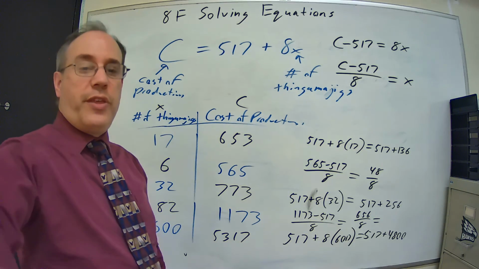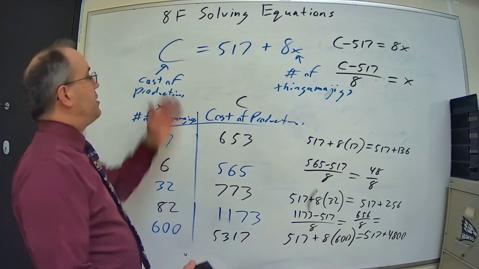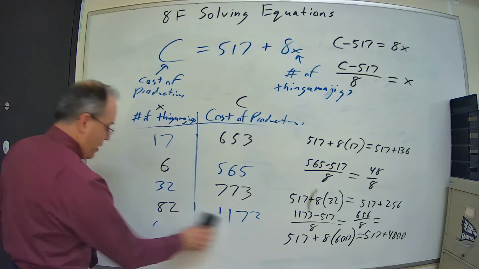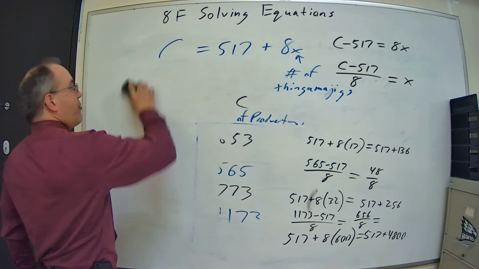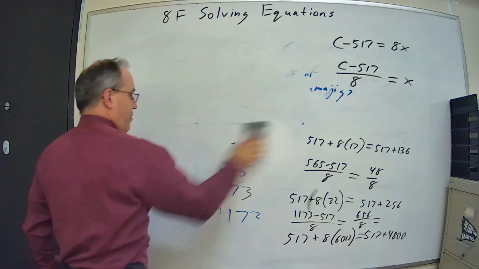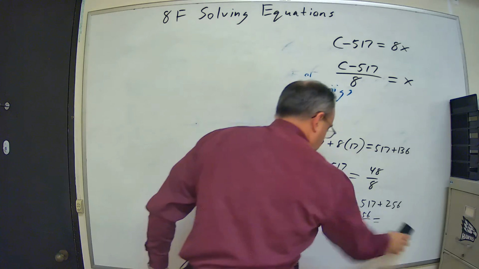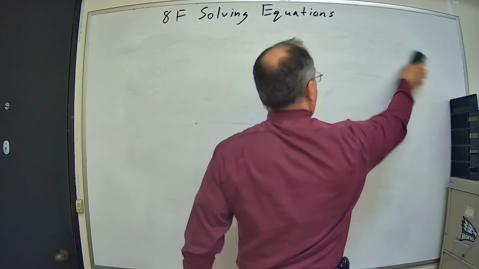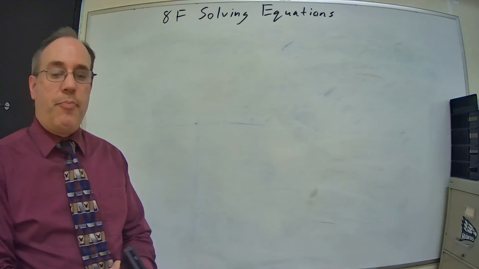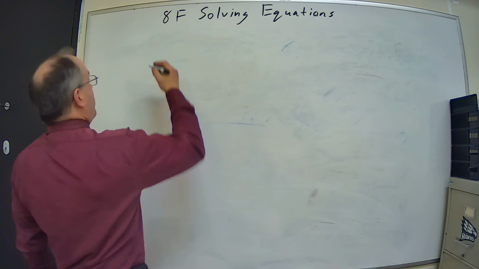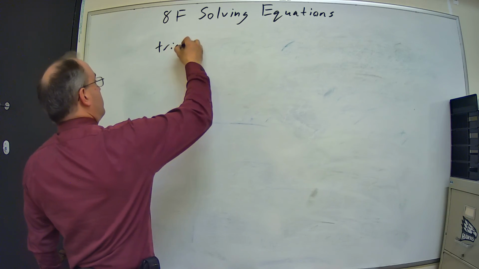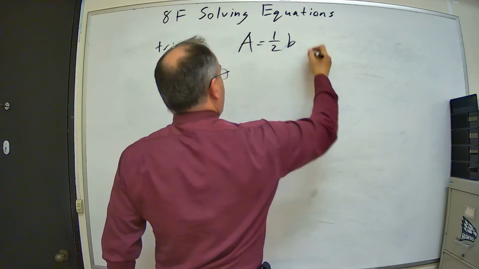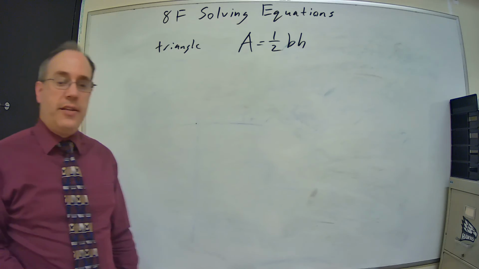So now the final thing I want to look at is just kind of a continuation of this. What if we have a formula? So instead of having just a relationship here, which is strictly, if this is the input, that's the output, many times we have formulas that have multiple variables in them, and it's a relationship of all of them. So remember for a triangle, that the area was equal to 1/2 the base times the height.